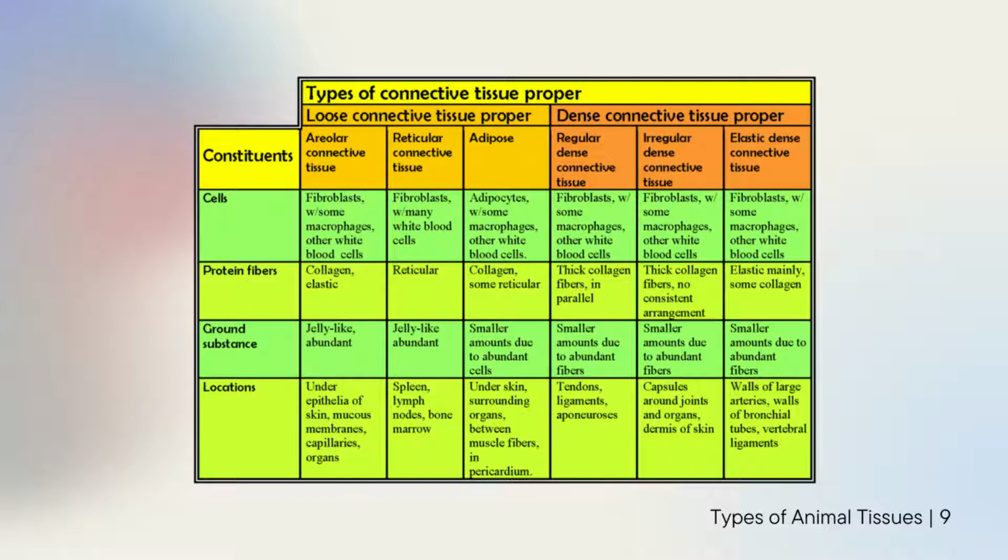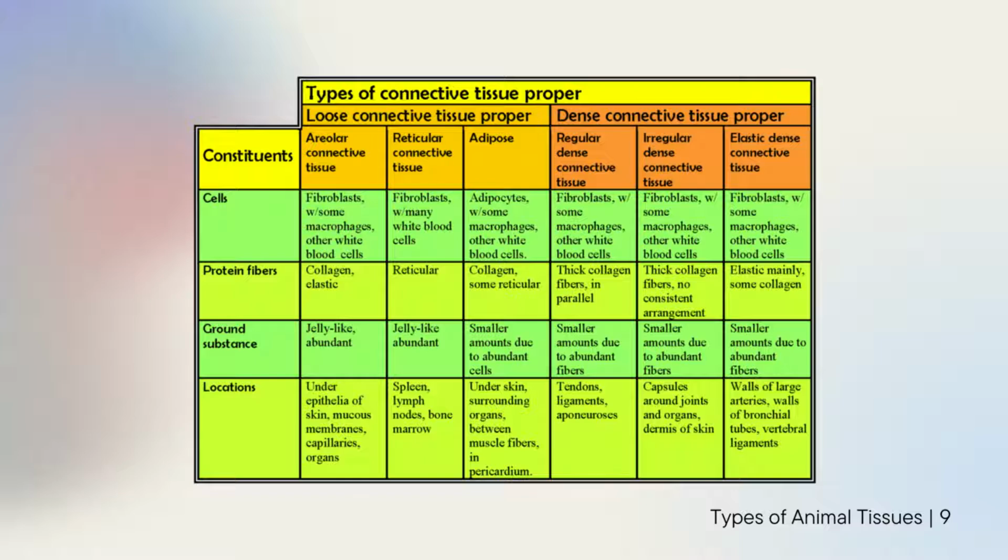Meanwhile, irregular dense has no consistent arrangement. The arrangement of the protein fibers or the collagen fibers may vary. So there is no consistency with their arrangement. We will just remember that this connective tissue has fewer cells, less ground substance, but many protein fibers, making it much denser than the loose connective tissue.